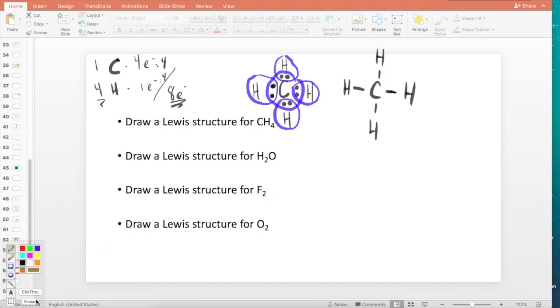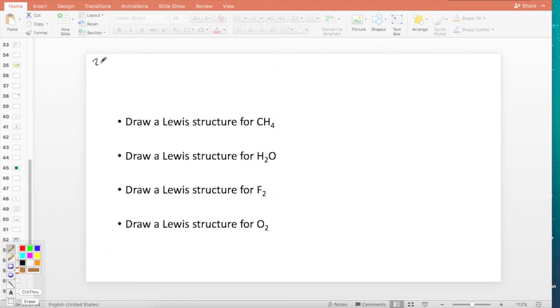Let's do 3 more. So I have, remember, you want to figure out, first of all, how many total valence electrons you have available. I have 2 hydrogens.